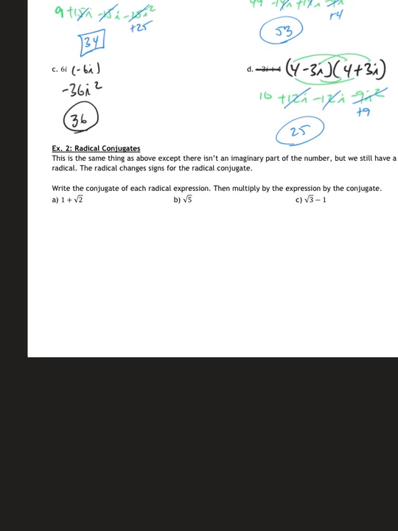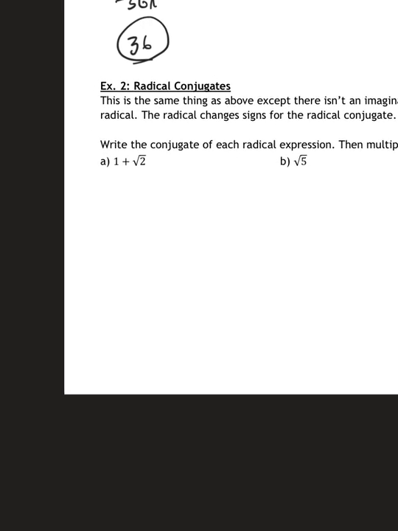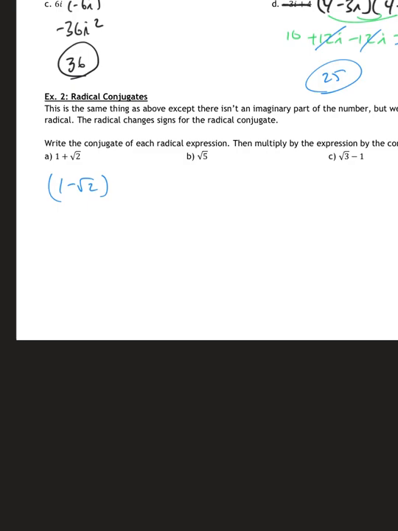All right. With radical conjugates, it's the same thing as above, except there is not an imaginary part. But we still have a radical. The radical sign changes for the conjugate. So here, instead of 1 plus square root of 2, I get 1 minus the square root of 2. That's my radical conjugate. Instead of square root of 5, it's negative square root of 5.